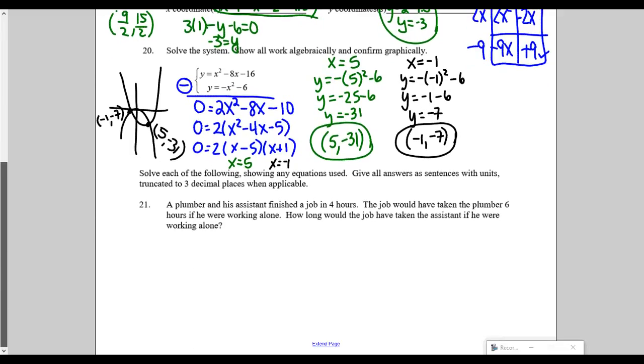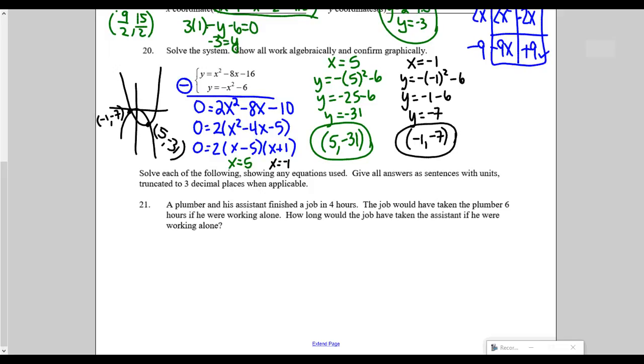Number 21 says a plumber and his assistant finished a job in 4 hours. So when they worked together, they took 4 hours. The job would have taken the plumber 6 hours if he were working alone. How long would the job have taken the assistant if he were working alone?